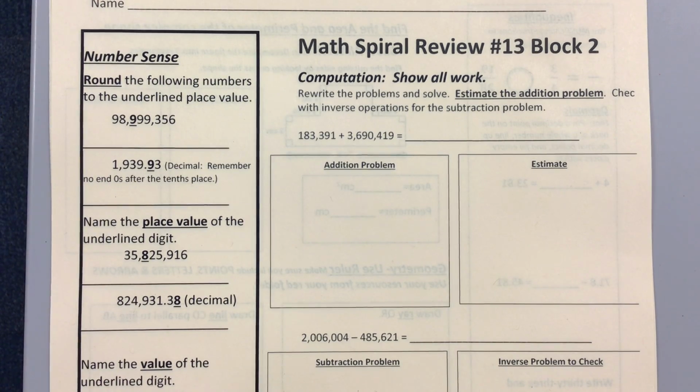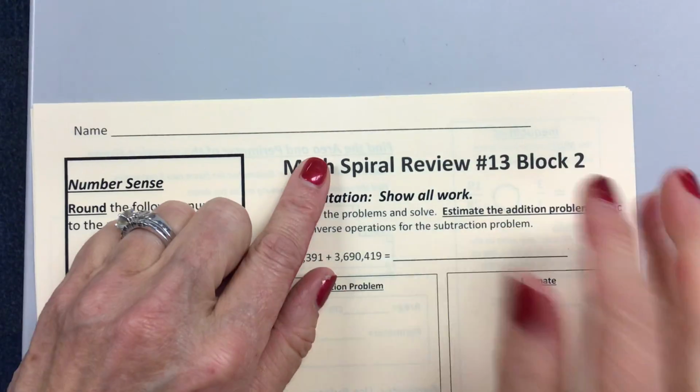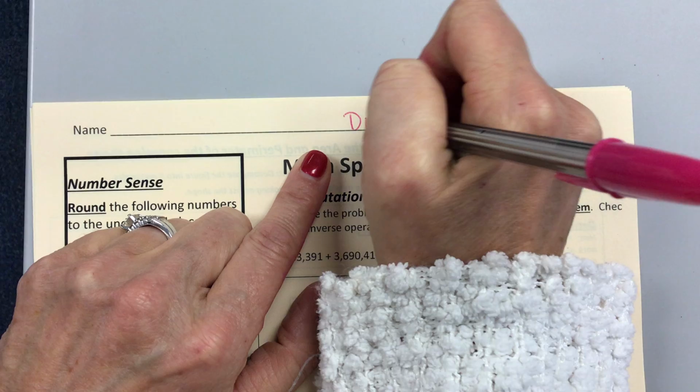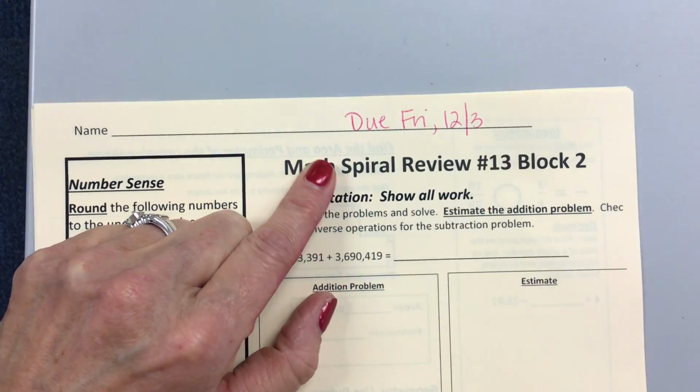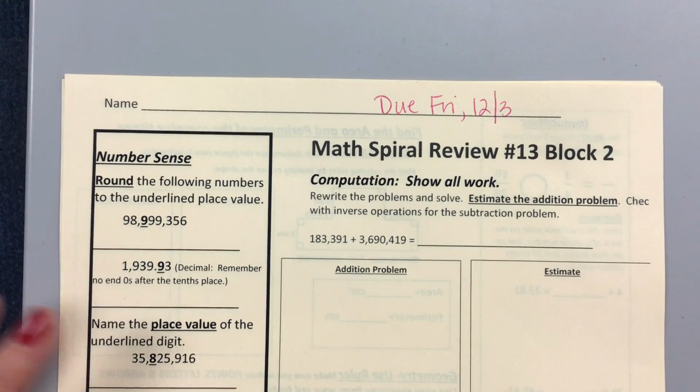So we're looking at the Math Spiral Review 13. This is for Block 2. The Spiral Review is due this Friday, which is December 3rd. You always do that. Okay, you can turn it in anytime between now and Thursday to get a pre-check.